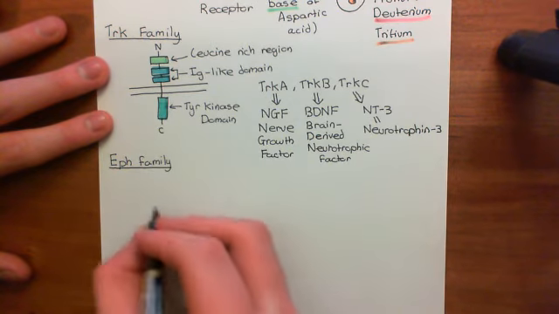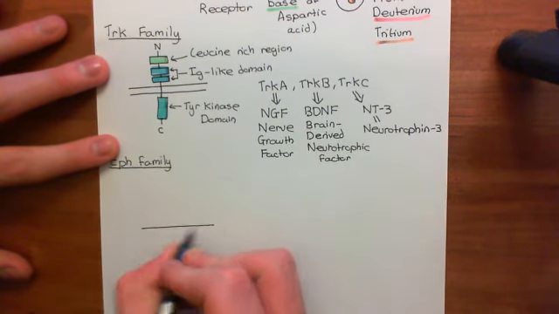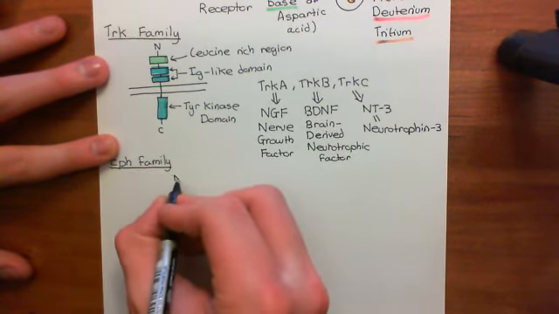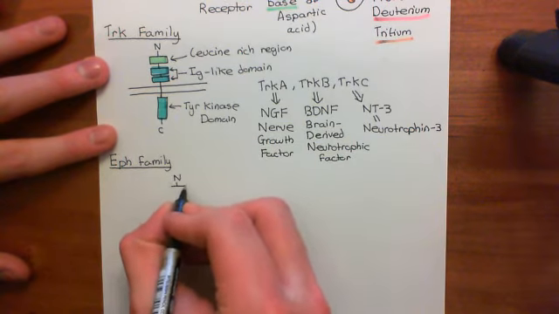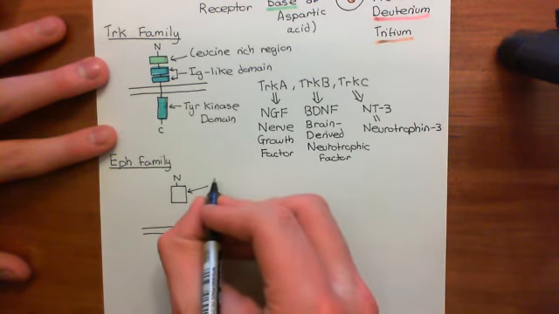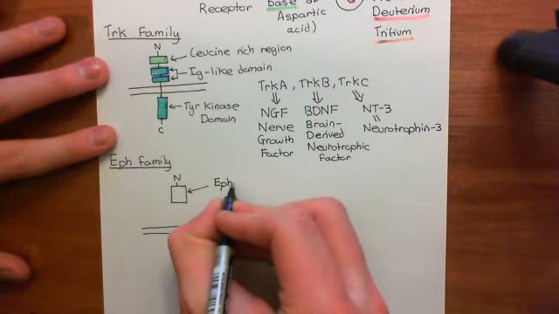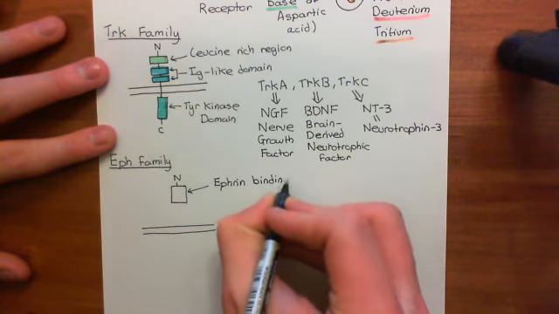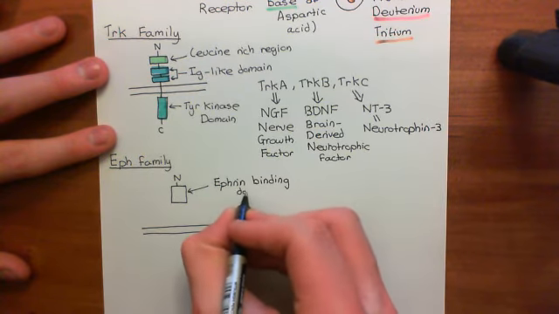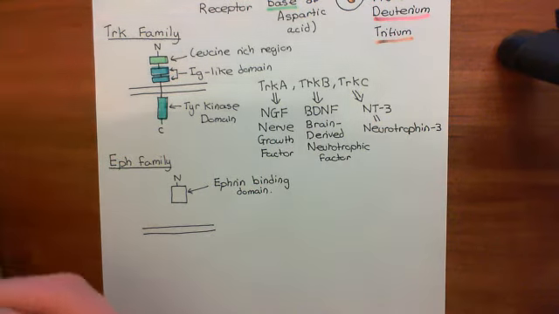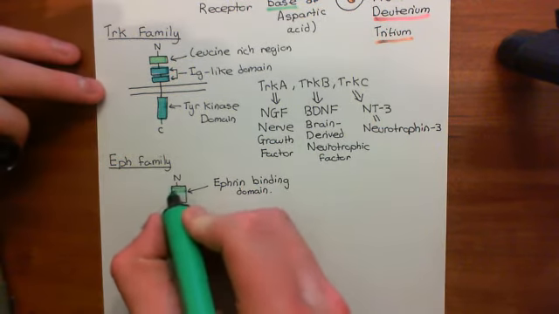Okay, right. So once again, we'll draw the phospholipid bilayer here. Then we'll have our amino terminus here. Now all Eph family receptor tyrosine kinases have a special domain near their amino terminus known as an ephrin binding domain, because the ligands for Eph receptors are going to be ephrins. So this is a special domain for binding to ephrins. So I'll colour the ephrin binding domain in green here.